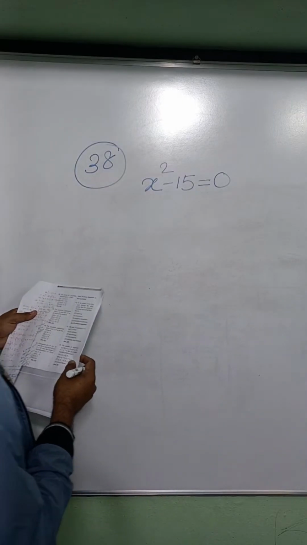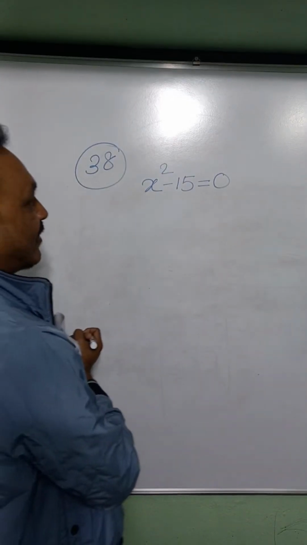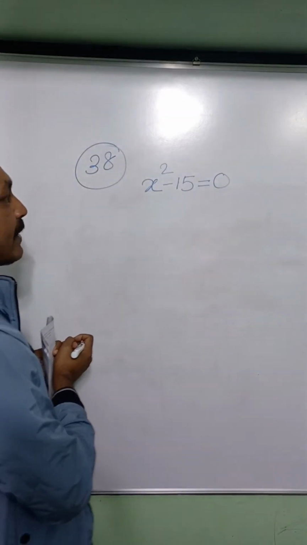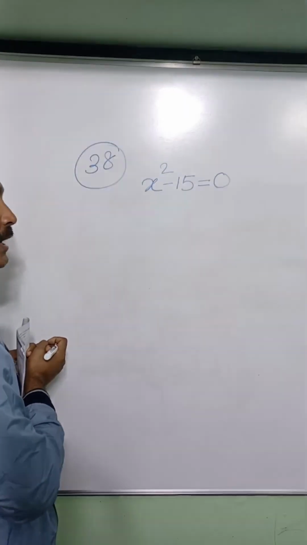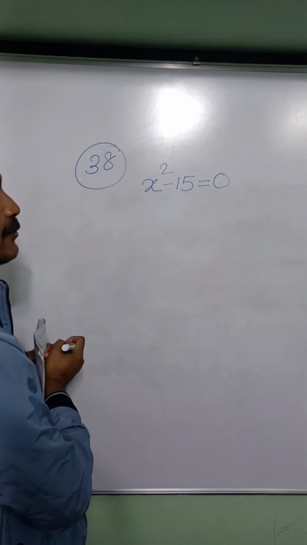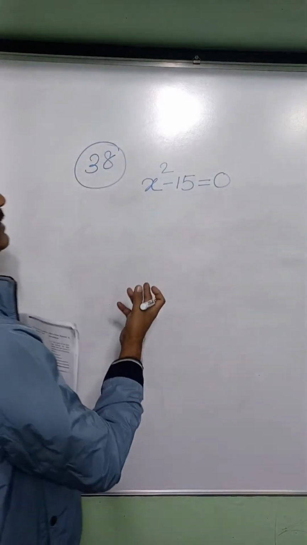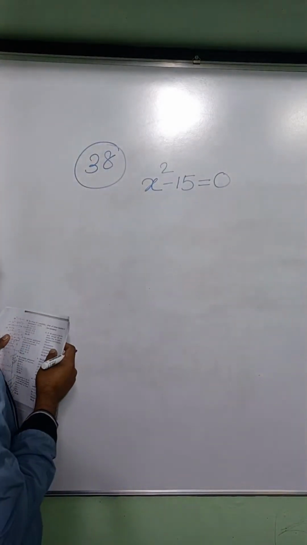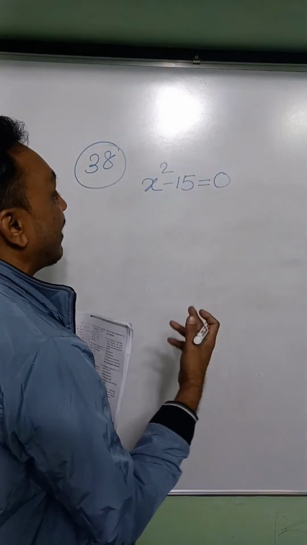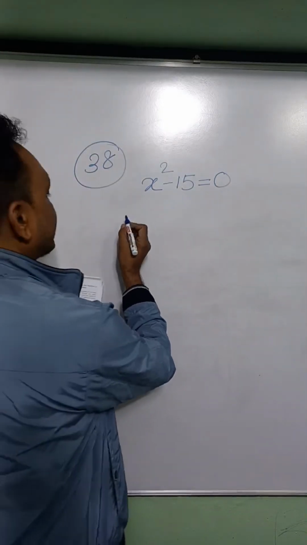Here, question number 38, you have to find out the zeros. You cannot do the middle term factorization here, because this is not in the form of ax square plus bx plus c equal to 0. So how will you solve it to find the value of x? As you know, if you find the value of x, that will be the zero of the quadratic polynomial. So I'll apply some trick here.